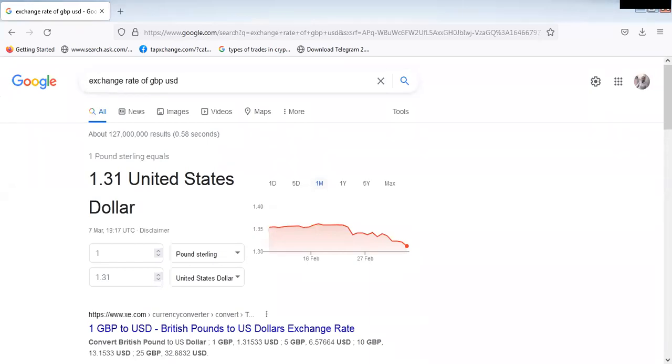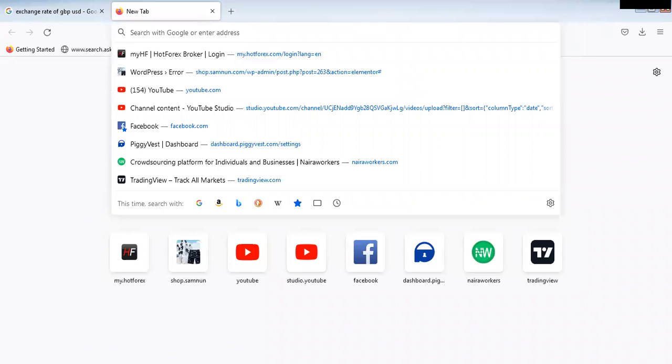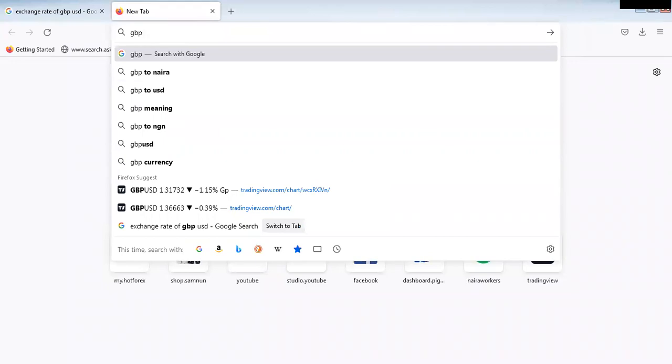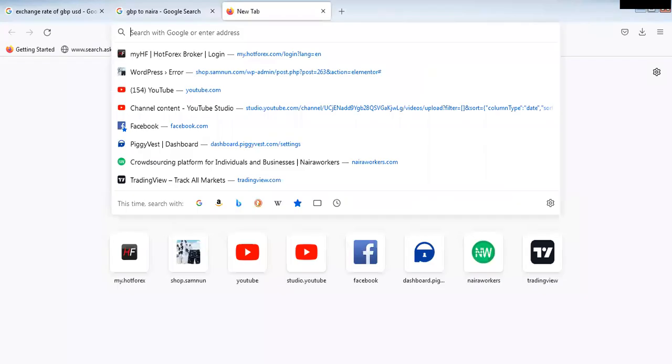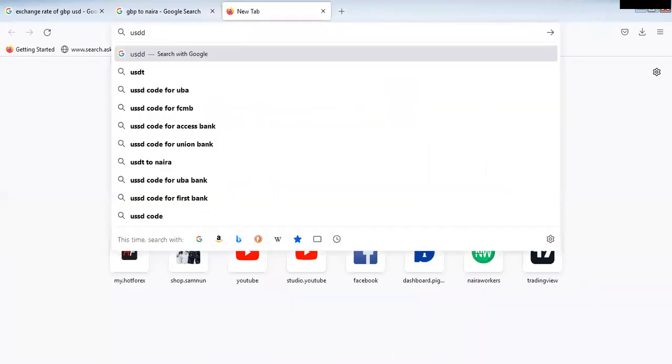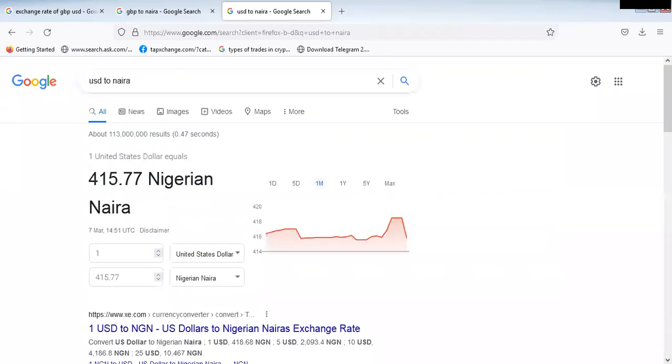So what that means is, if I open Google on another tab, let's type GBP to Naira. GBP to Naira is 545.57. What it means is Great Britain pounds to Naira is 545.57. Let me also open another tab and type USD to Naira. USD to Naira is 415.777. Let's do a short mathematics class.